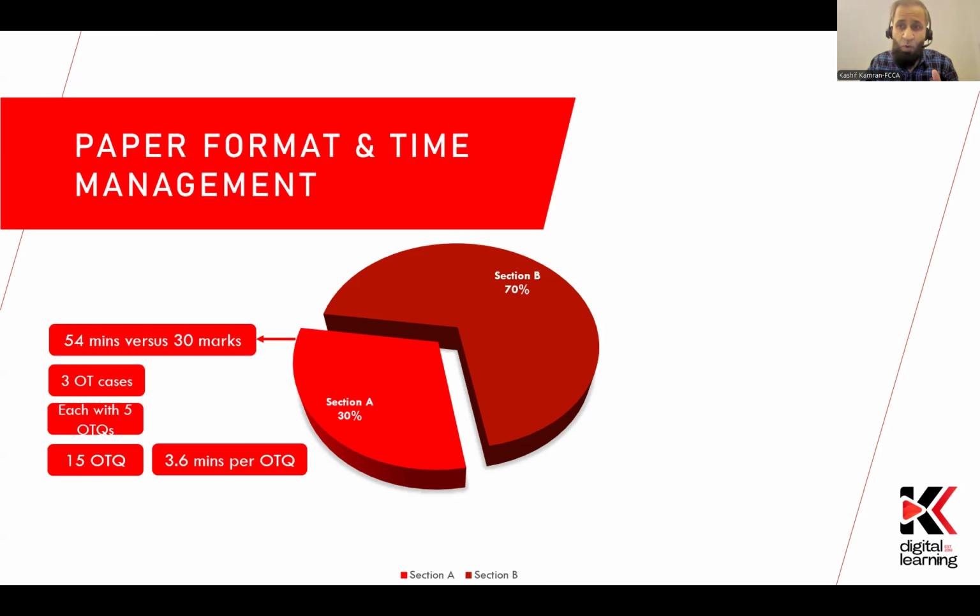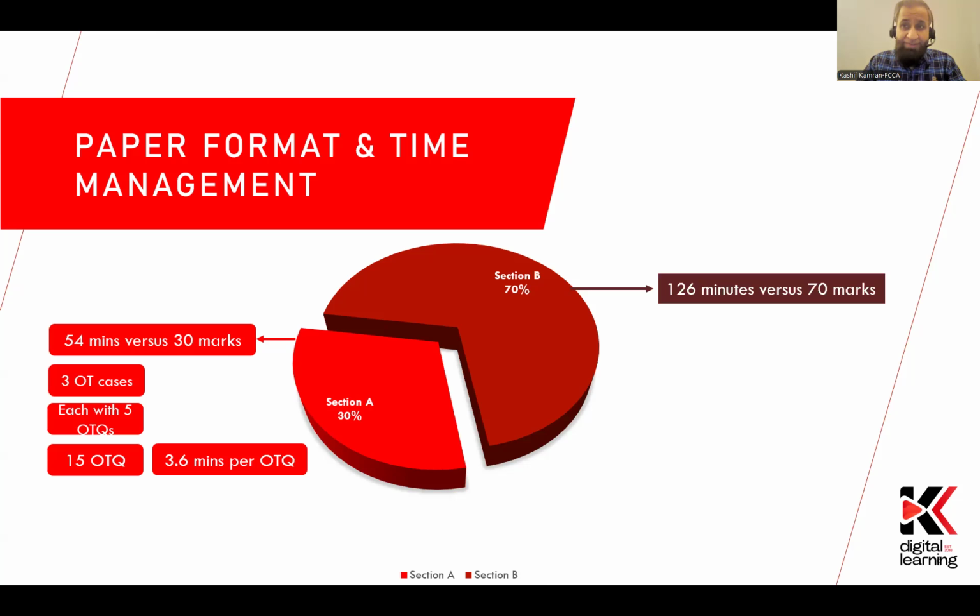3.6 minutes per OT question. So that's good enough time to think and choose the best answer in the context of the OT case given to you. Then you come to section B of the paper, which is the constructed response section, where you need to write the answer, type the answer on the word processor given to you on the day of the exam.